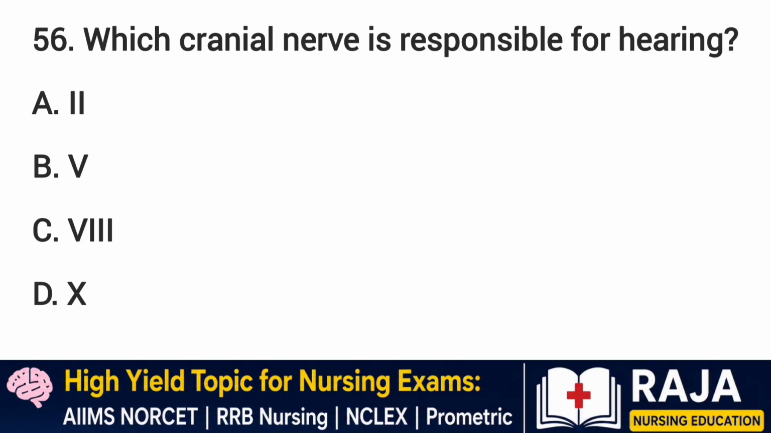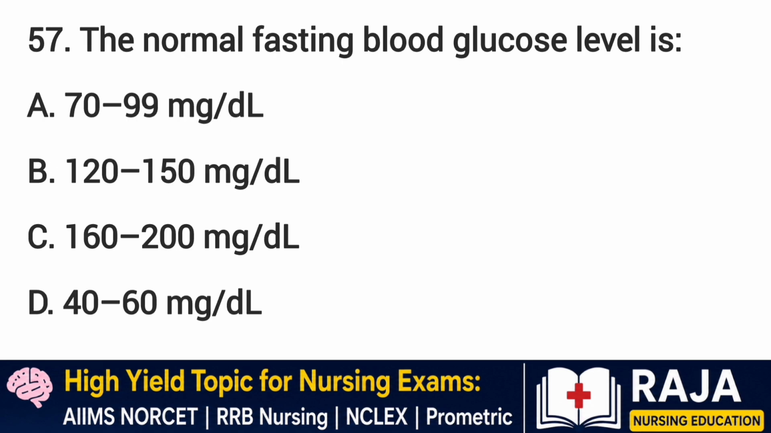Which cranial nerve is responsible for hearing? Cranial nerve 8 is responsible for hearing. The normal fasting blood glucose level is 70 to 90 mg per deciliter.